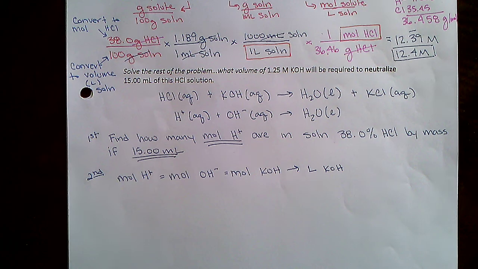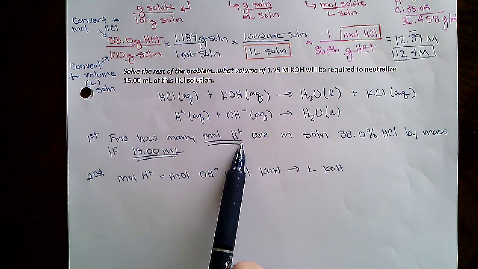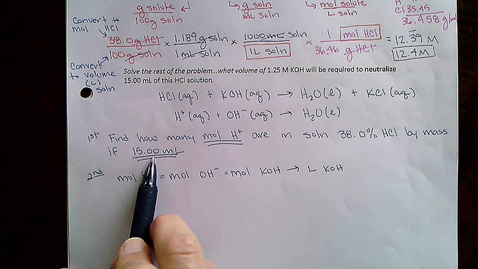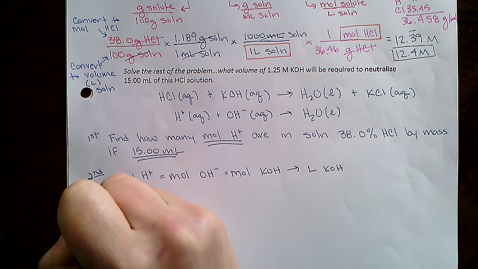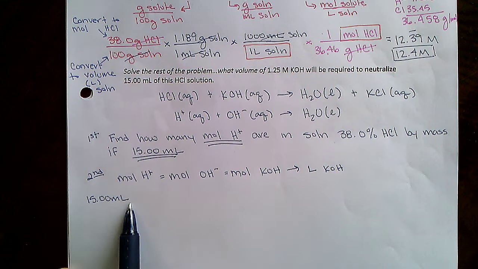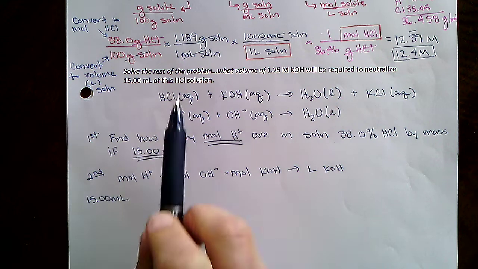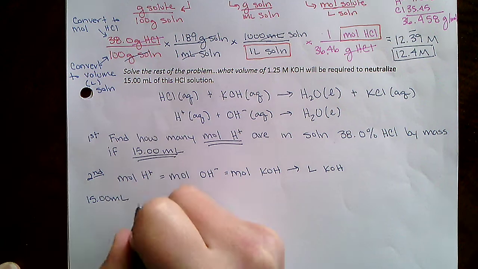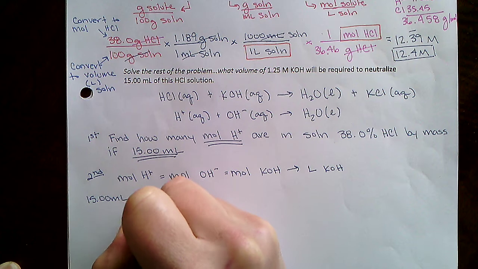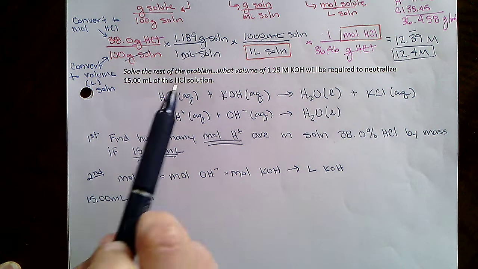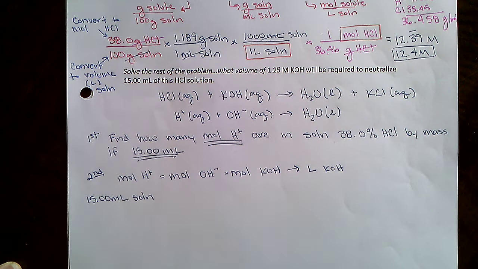So here we go. We're going to start by doing some work to figure out how many moles of H plus are in 15 milliliters of the solution. So this is what you're given, 15 mils of the solution. So that doesn't mean you have 15 milliliters of pure HCl. You have 15 milliliters of solution, and that solution has a specific mass percent of HCl.